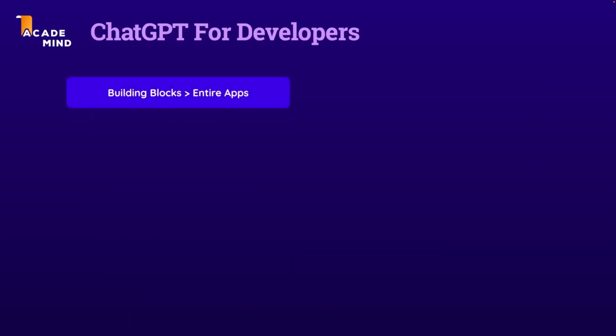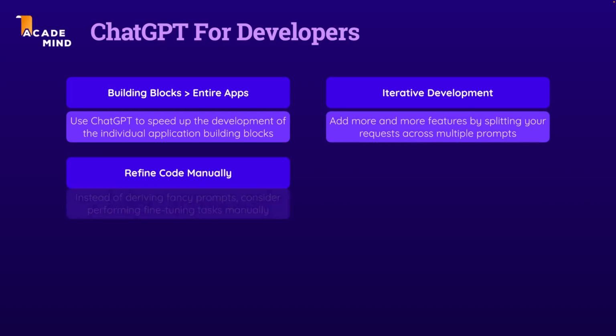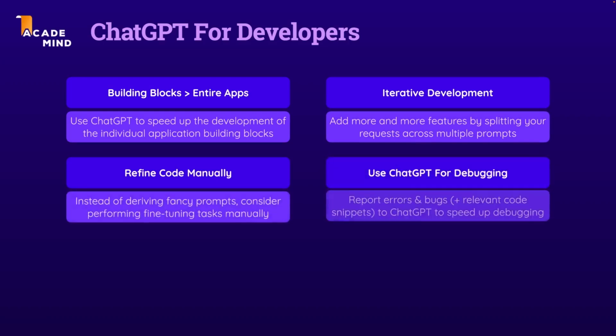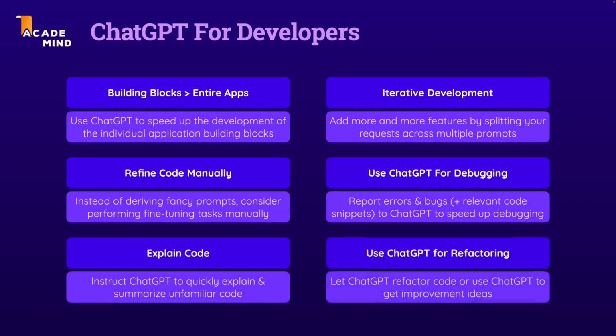Now, as you learned in this section, ChatGPT can be used for a broad variety of things as a developer. You can use it to generate the code for these building blocks, but you can also use it to refine and improve code, to find out about possible ways of improving the code, so to get improvement ideas. You can use it for debugging and for explaining code, and also, of course, for refactoring code. So you really have a lot of things you can do with ChatGPT as a developer.